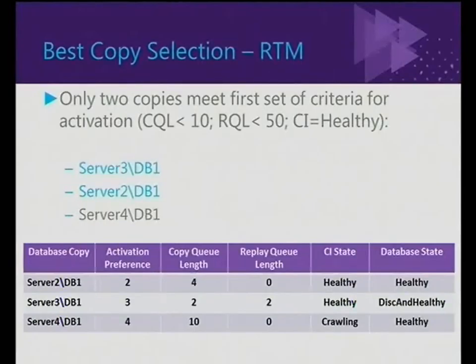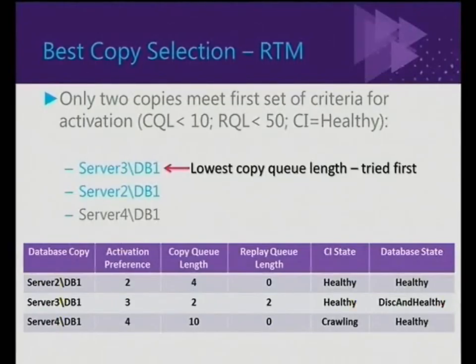But because we already have at least one database that meets that criteria, we can go ahead and try that first. Okay, it has the lowest copy queue length. It meets the first criteria. This, from the Active Manager perspective, is the best copy to activate.